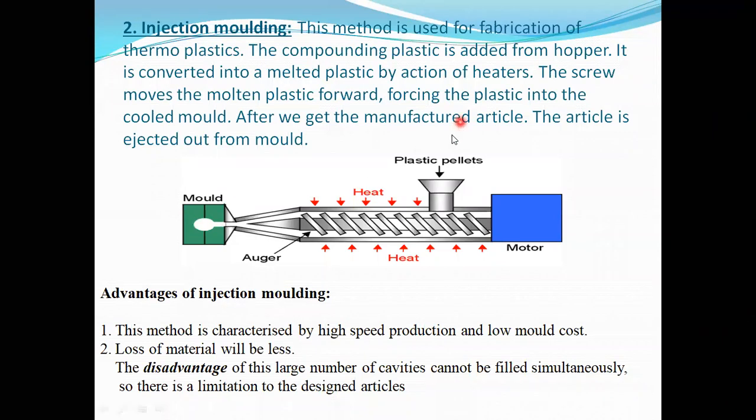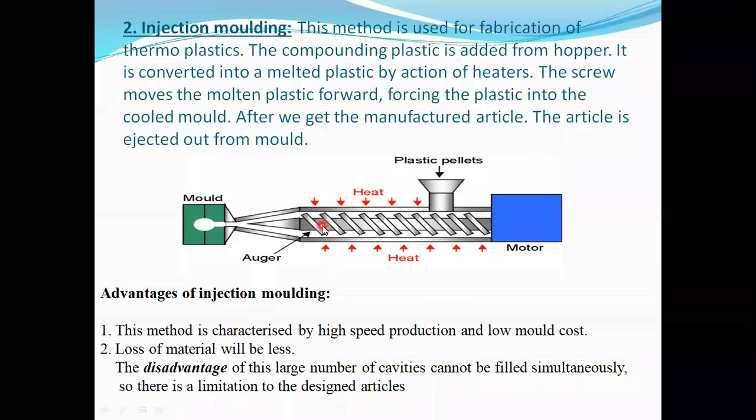In the injection molding process, I'm taking the plastic raw material. The plastic raw material is placed in the heating chamber. When it is heated in the heating chamber, what will happen? It converts into the molten state, the liquid state.